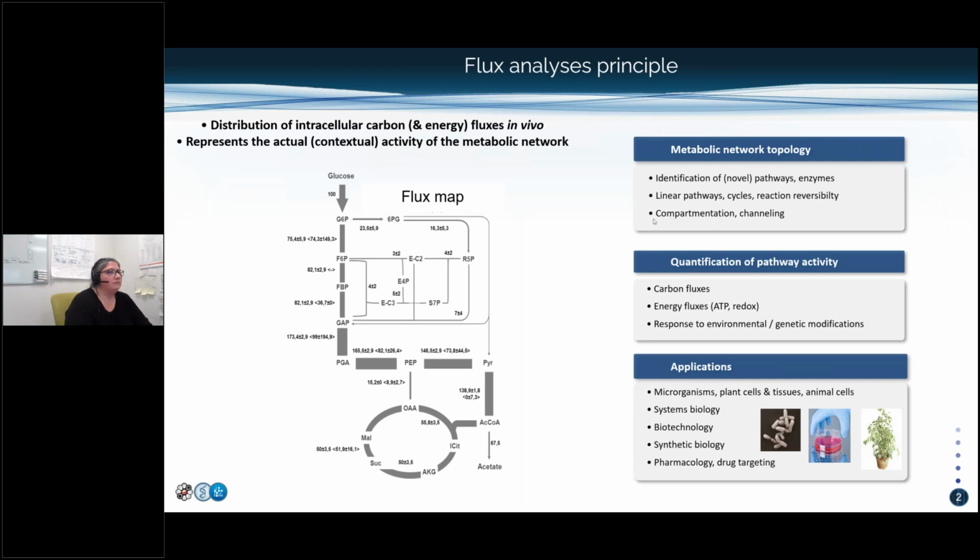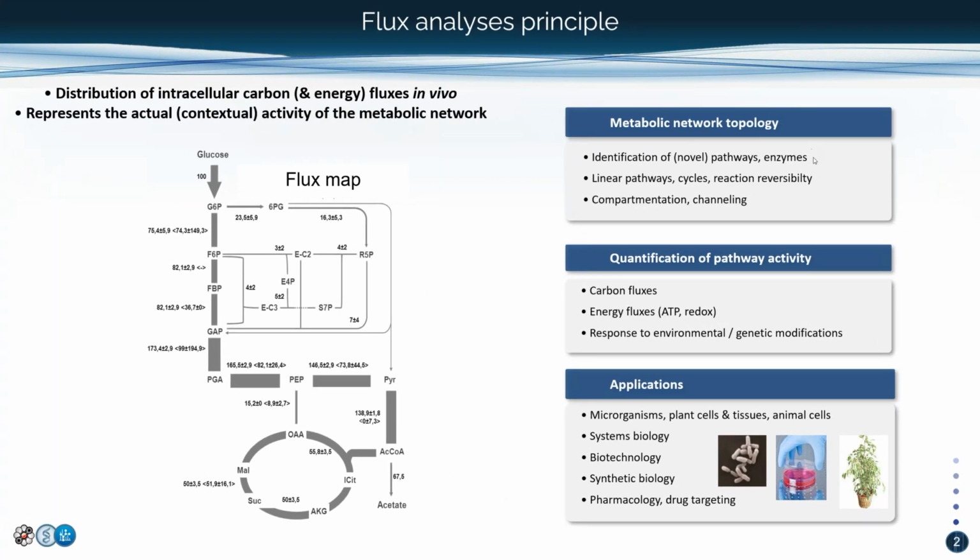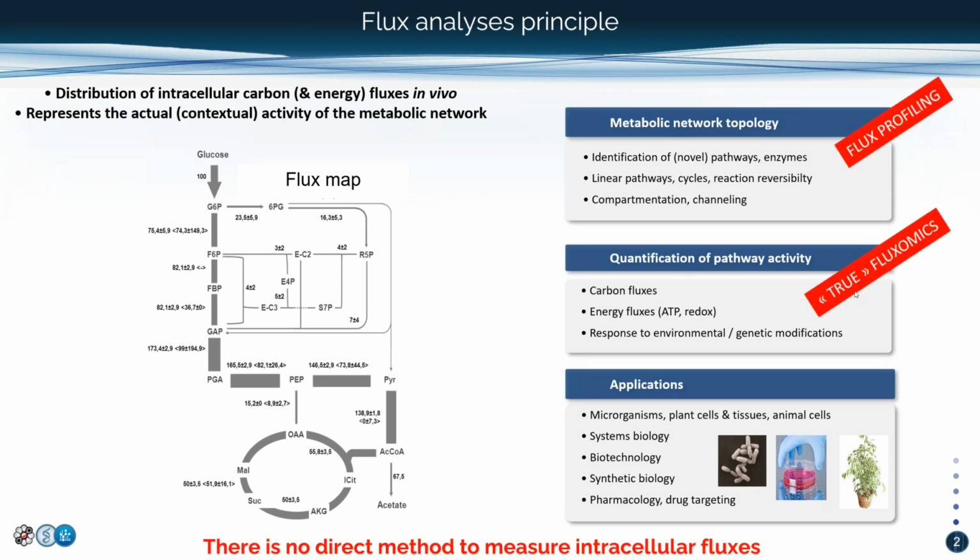And we can also, thanks to this type of approaches, analyze compartmentation or channeling of enzymatic activities. This is what we are calling metabolic network topology analysis, and it is more a relative quantification of fluxes. But when we know a bit more about the topology, we can get a quantification of metabolic pathways, and this is what we are calling, in the end, the true fluxomics.